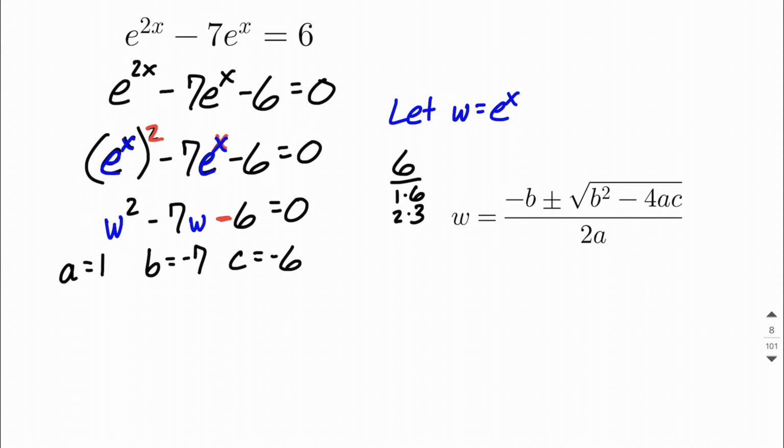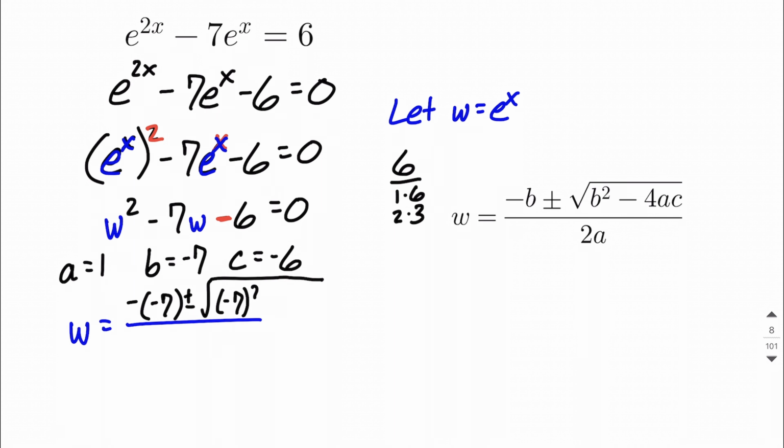Okay, so w is going to go on the left-hand side, and it's going to equal, filling in here, the negative of b plus or minus the square root of b squared minus 4 times a times c. I know it's not interesting watching me plug into a formula, but that's how it goes, all over 2 times a.